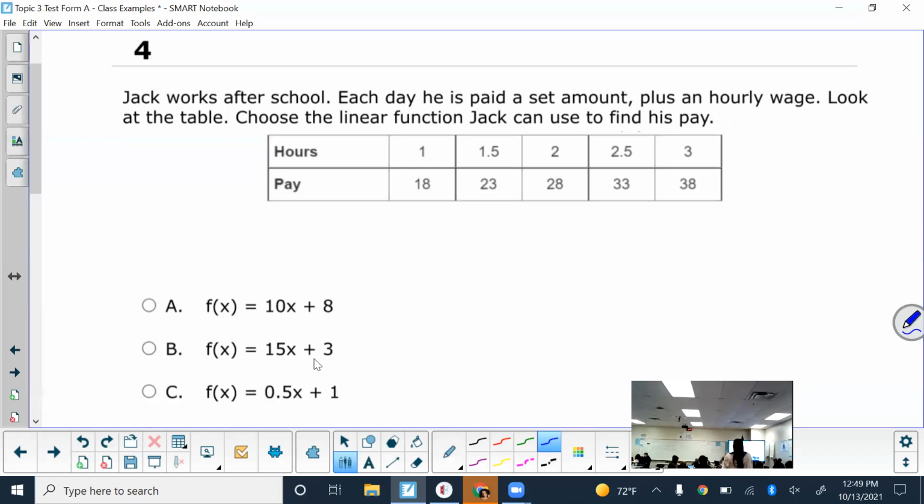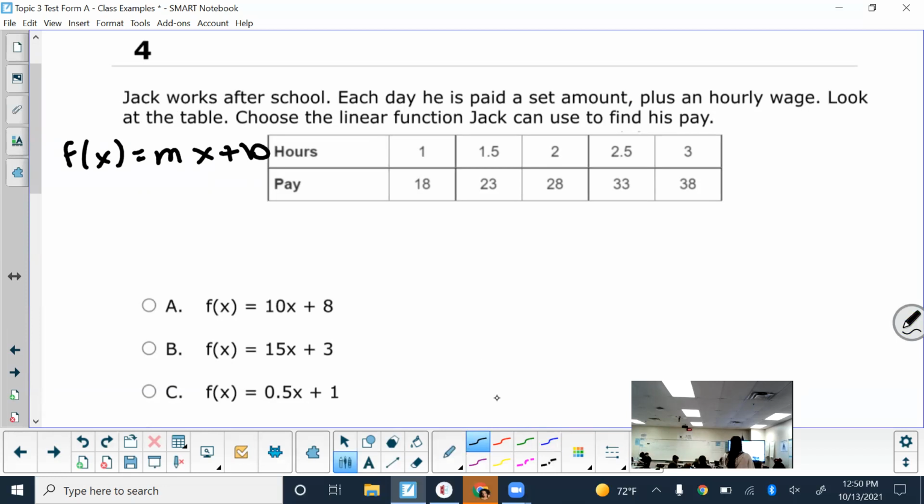But Jack works after school. Each day he's paid a set amount plus an hourly wage. Look at the table, choose the linear function Jack can use to find his pay. So we have a table. And when we're talking about a linear function, it should be in this format: f of x equals mx plus b. Kind of like y equals mx plus b, but it's a function, so it's f of x.